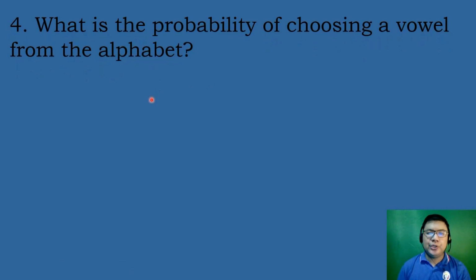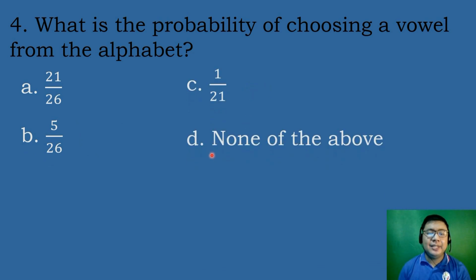Question number 4. What is the probability of choosing a vowel from the alphabet? Letter A, 21 over 26. Letter B, 5 over 26. Letter C, 1 over 21. Or letter D, none of the above.